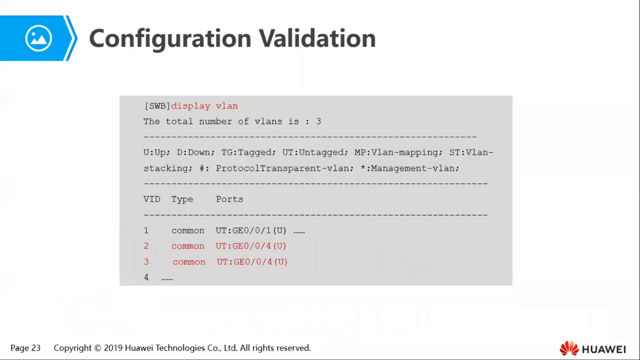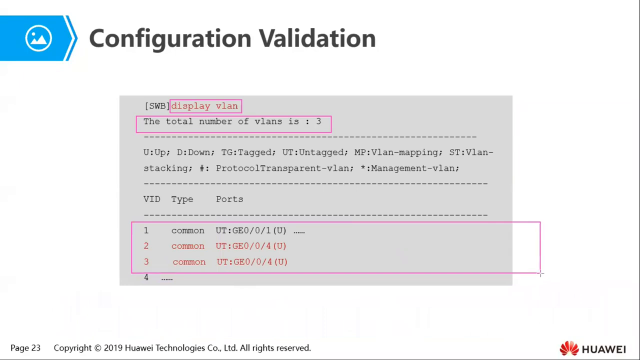So we can validate by using the display vlan command. So total number of VLANs are 3: 1, 2, 3, we've only created 3. And we can see that both on VLAN 2 and VLAN 3, this particular interface is on both of them, G0/0/4. And it is supposed to carry untagged frames. So it's a hybrid untagged frame.